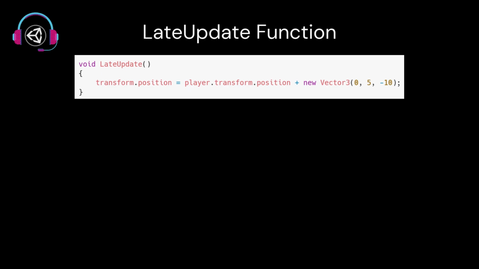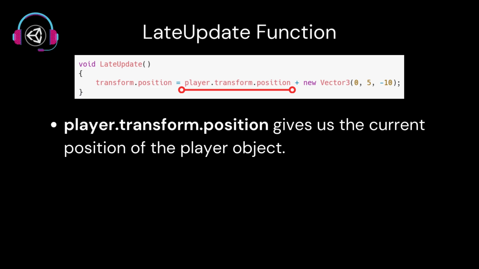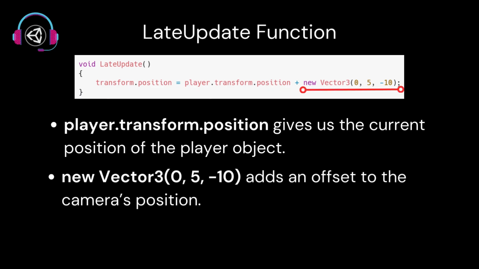In this code, the camera is following the player's position but with an offset. Let's break it down. Player.transform.position gives us the current position of the player object. New Vector3(0, 5, -10) adds an offset to the camera's position, placing it 5 units above and 10 units behind the player along the Y and Z axes. This gives us that typical third-person camera view.